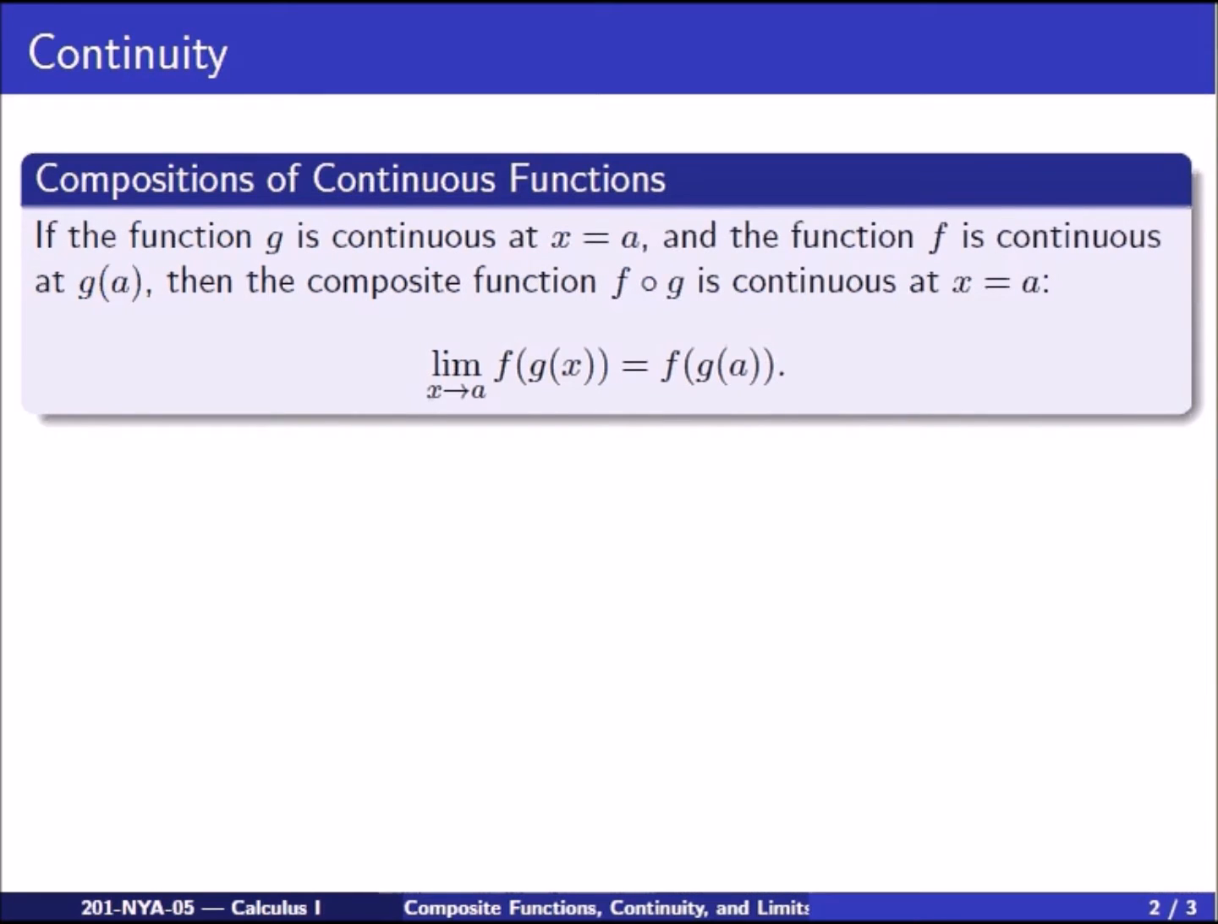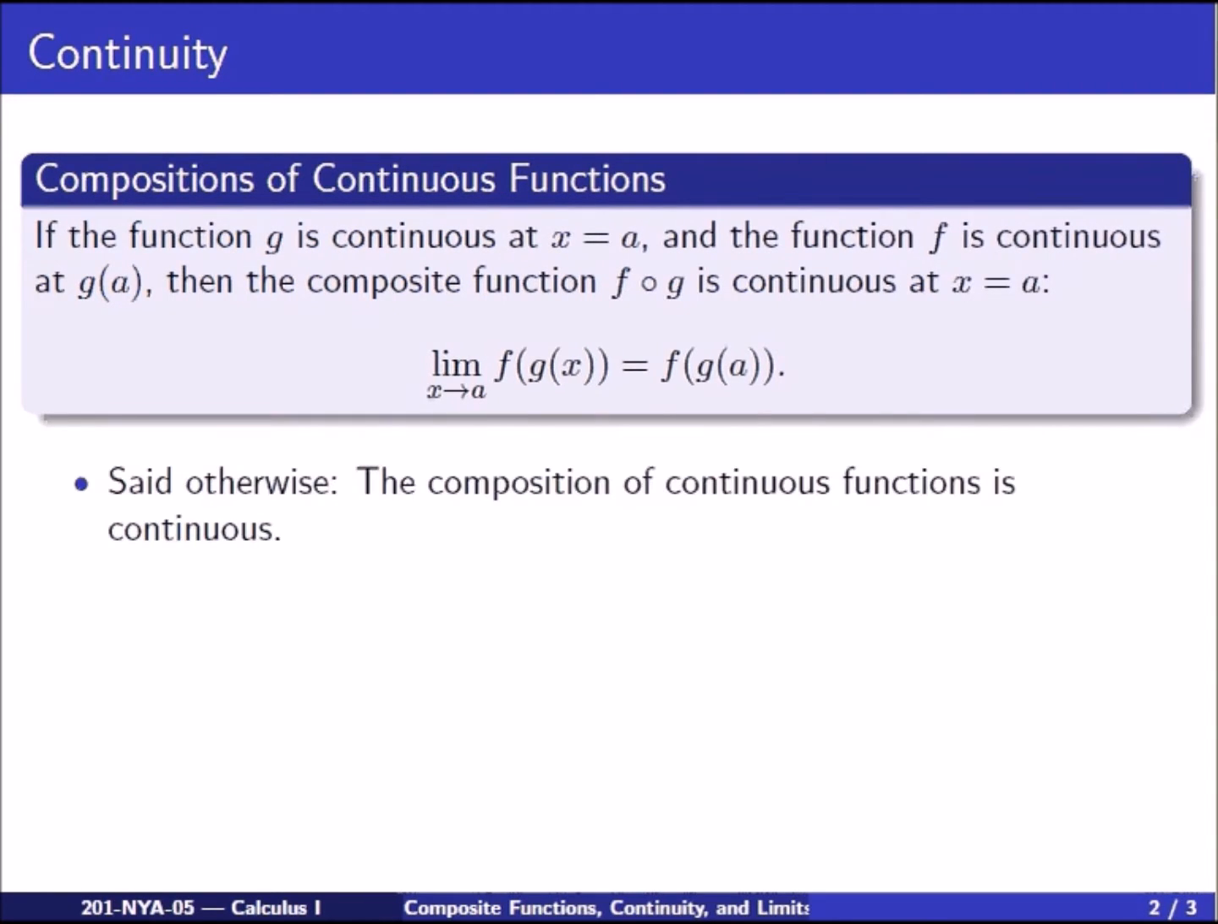There is a theorem in the book that says that if a function g is continuous at the value x equals a, and a function f is continuous at g of a, then the composite function f dot g will also be continuous at x equals a. So that means that the limit as we approach a of f of g of x is the same thing as the function value at a. So that's f of g of a. Said otherwise, this theorem implies that if I compose continuous functions together, I also get a continuous function.